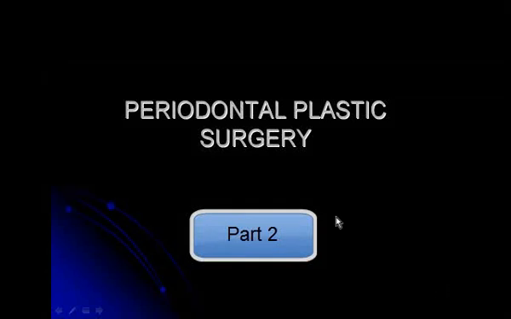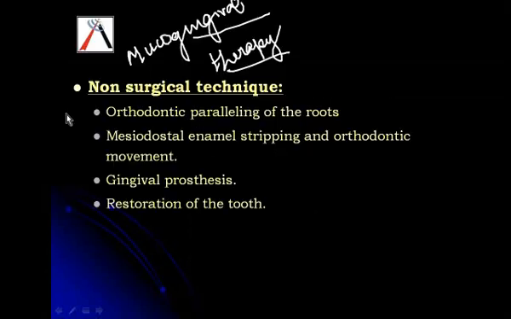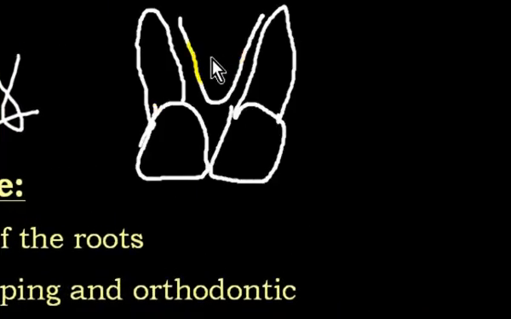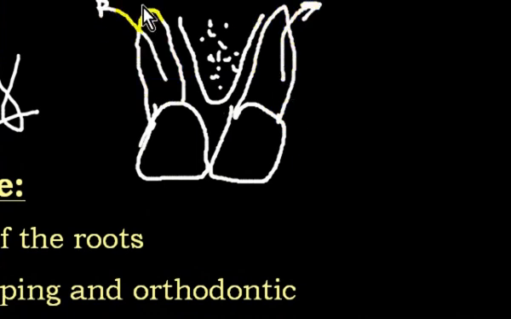Hi, welcome to our next topic of discussion, that is periodontal plastics. Orthodontic paralleling of roots. For example, imagine a scenario. This is your bone, these are your incisors, and these are the direction of the roots. If you see, the roots are diverging. Because of this, your contact point, which was supposed to be at this position, has moved coronally.